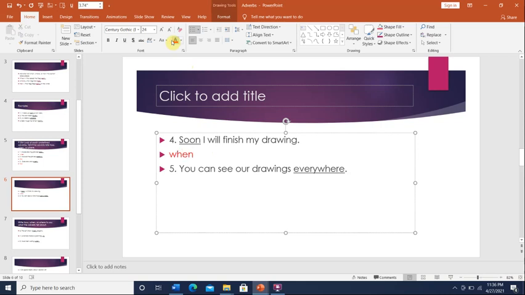Number 5, you can see our drawings everywhere. Tells you where you can find it or where you can see it. You can see it everywhere. Okay?